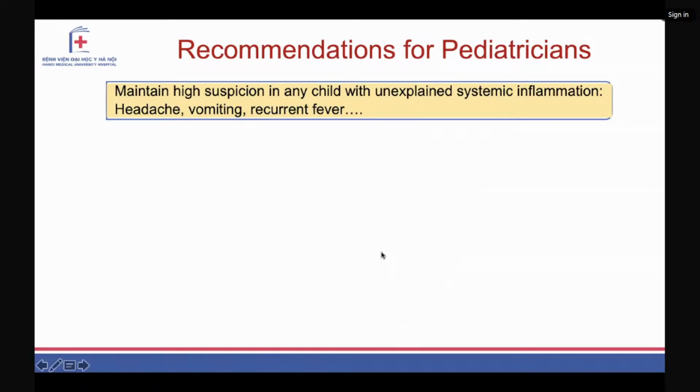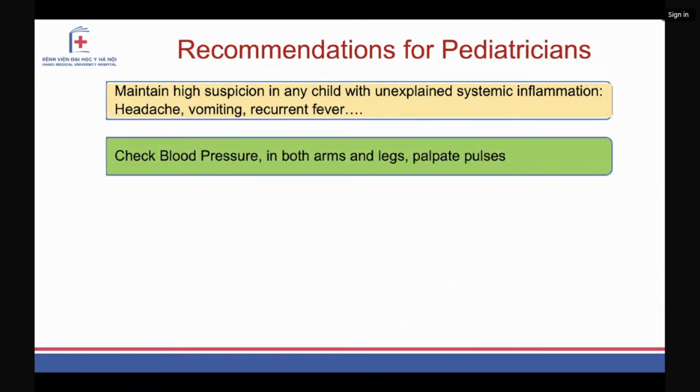In this slide we summarize key recommendations for pediatricians in early detection and management of Takayasu arteritis in children. First, always maintain a high index of suspicion, especially in children with persistent headache, blood pressure discrepancy, or weak pulse. The second is to check limb blood pressure. A difference between upper and lower extremity pressure can be a clue to large vessel involvement.